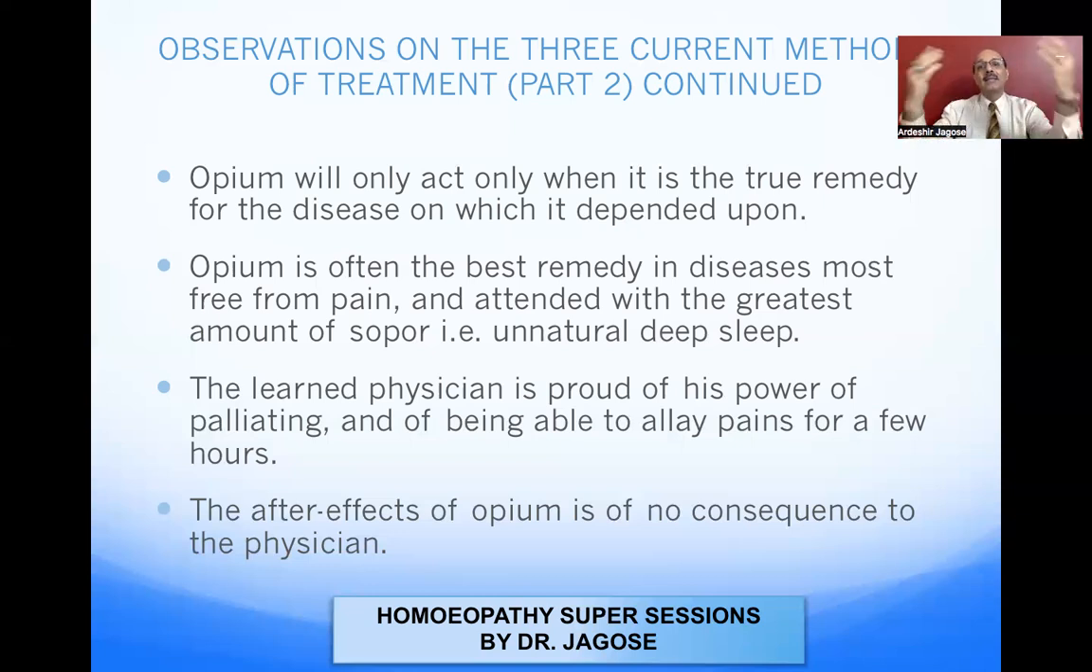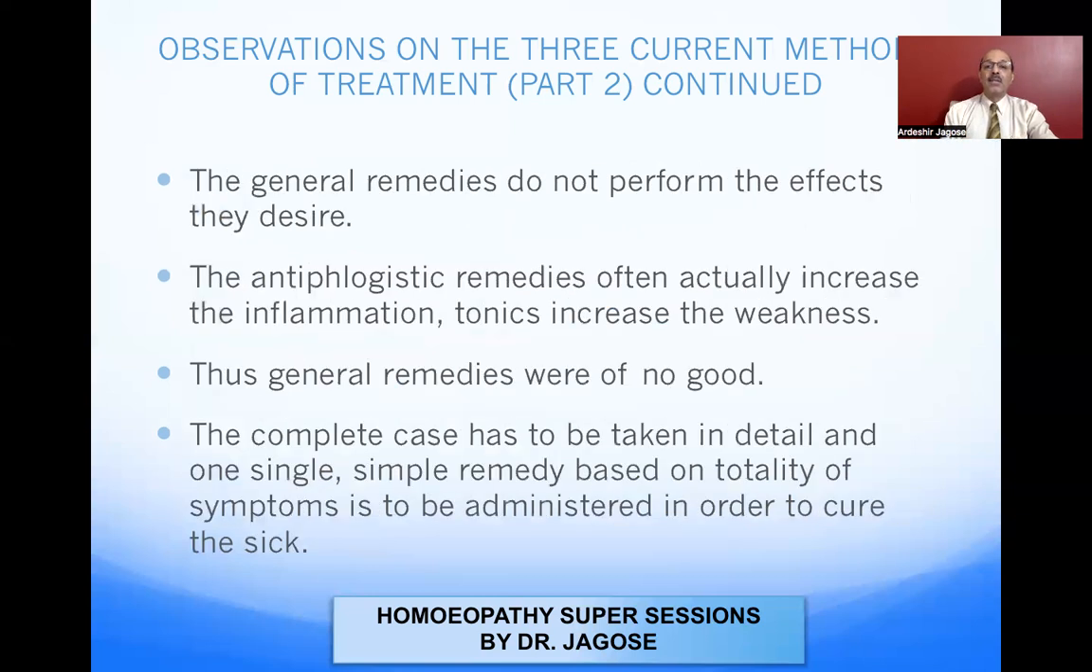But again, what happens? The pain increases. The after effects of opium are of no consequence to the physician. Whatever after effects of opium are there, the physician doesn't take that into consideration, and ultimately the patient dies. The general remedies do not perform the effects they desire. So whatever general remedies you give, according to the name of the disease, they do not perform the effect desired. The antiphlogistic remedies often actually increase the inflammation, tonics increase the weakness. Thus, general remedies were of no good.